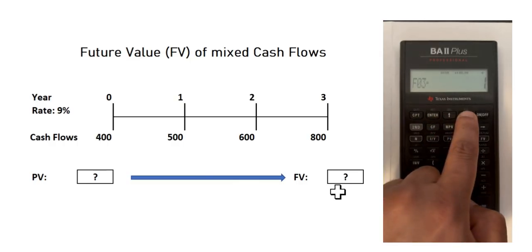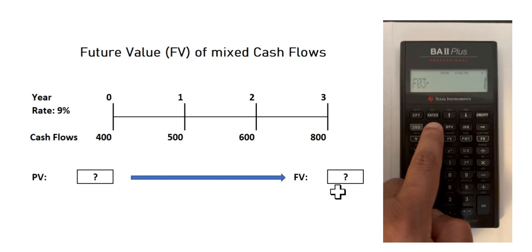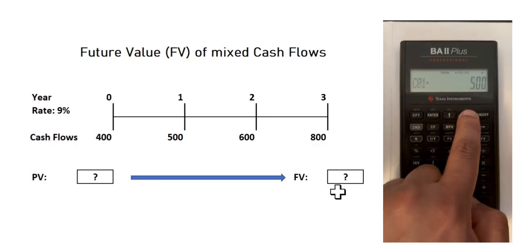Now let's page through and make sure that we have the right inputs. We have 400 for cash flow 0, cash flow 1 is 500, cash flow 2 is 600, that's correct. Frequency is 1, cash flow 3 is 800, frequency is 1.